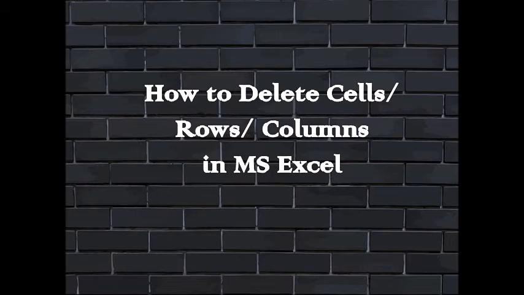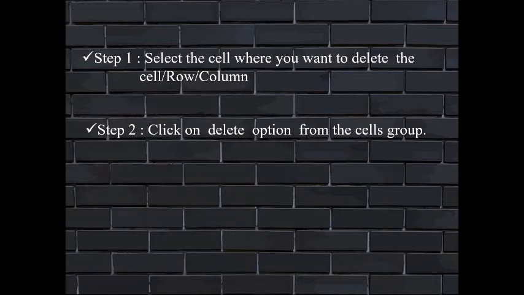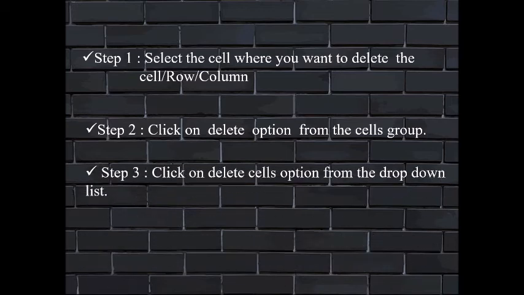Now, how to delete cells, rows, columns in MS Excel. Step 1. Select the cell where you want to delete the cell, row or column. Step 2. Click on Delete option from the Cells group. Step 3. Click on Delete Cells option from the drop-down list. Step 4. Click on OK button.